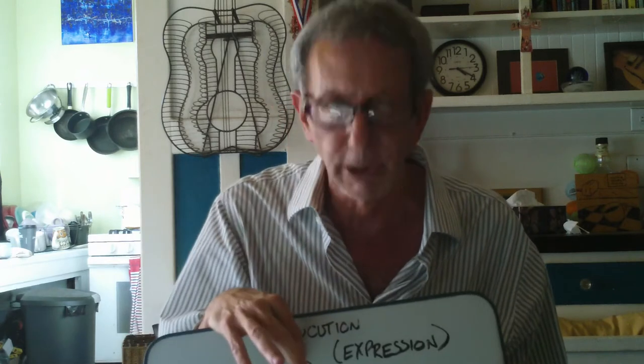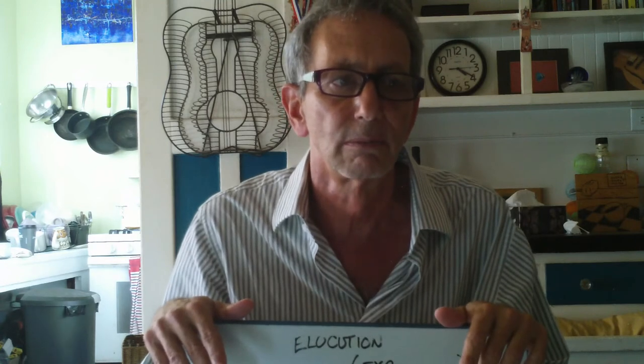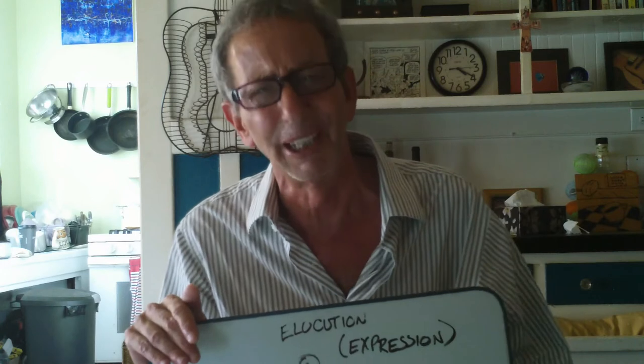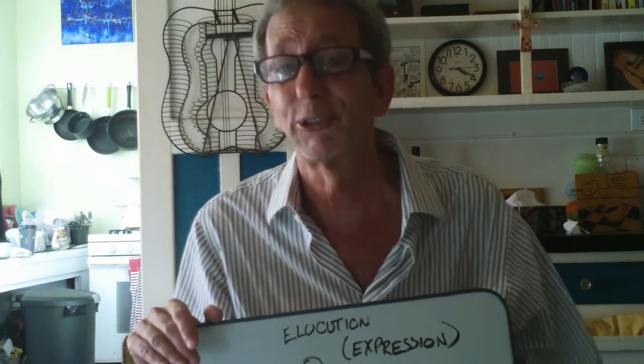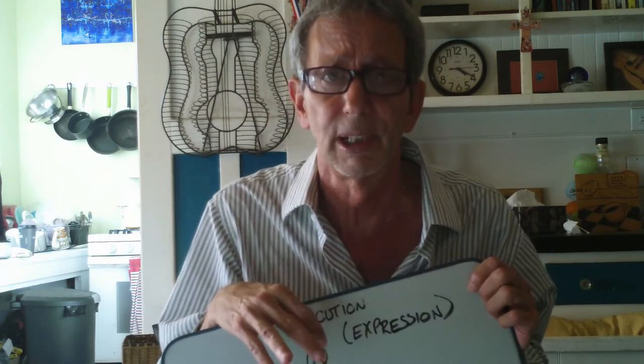So someone who is overdeveloped in elocution, that would be somebody who expresses himself too much. Well, how can that be a bad thing? If you're making a great statement and you're expressing it, that's awesome. So that's why elocution is at the top.